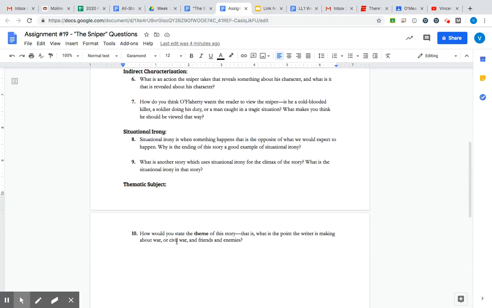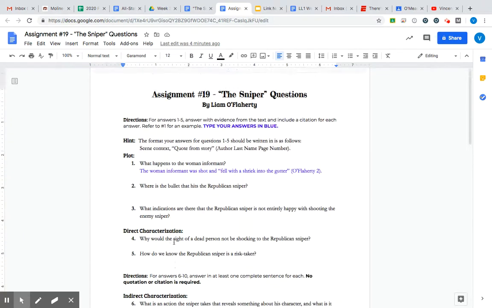After that, we have our last question, which bleeds onto a second page, so do not forget it. Number 10, theme. What would you say a theme of this story is? Or what is the point the writer is trying to make about war? Civil war, friends, enemies, anything along those lines. What is something they're trying to make, a statement? So these are the questions.